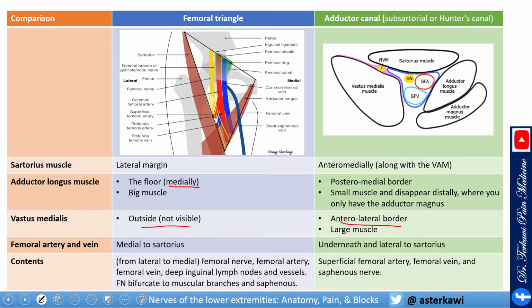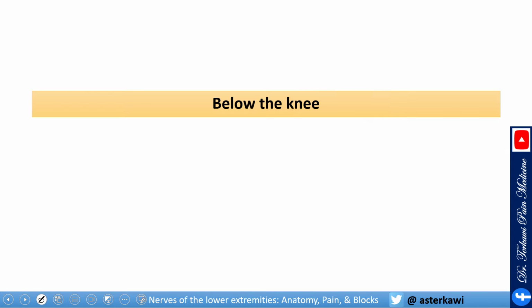Femoral artery and vein, as I showed you here, are medial to the sartorius, underneath and a little bit lateral. The content here is why it becomes relevant when we do blocks. So you have the femoral nerve, and it starts to branch off here, while if you go here, you only have the saphenous nerve. And again, I showed you this ultrasound when we placed it. So let's go below the knee.